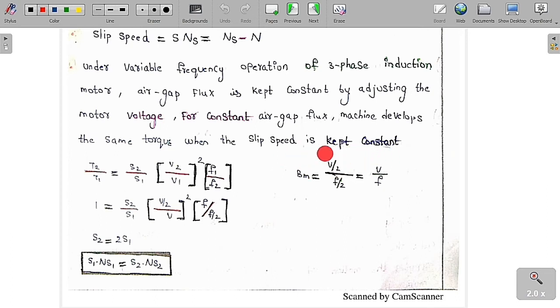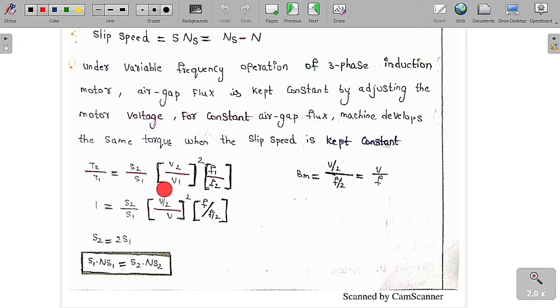What I am trying to say here is basically the V by F control method. For constant air gap flux, which means V by F control, the machine is going to develop the same torque whenever the slip speed is kept constant. Only if the slip speed is kept constant will the torque remain the same.